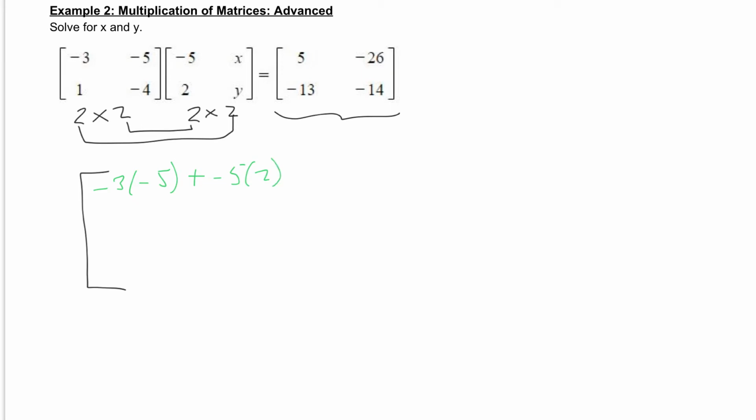Then what I'm going to do is I'm going to take this row here and multiply it by this column. So I'll get -3 times x plus -5 times y. Then if I go to the second part, I'm going to have this row times this column. So that would be 1 times -5 plus -4 times 2.